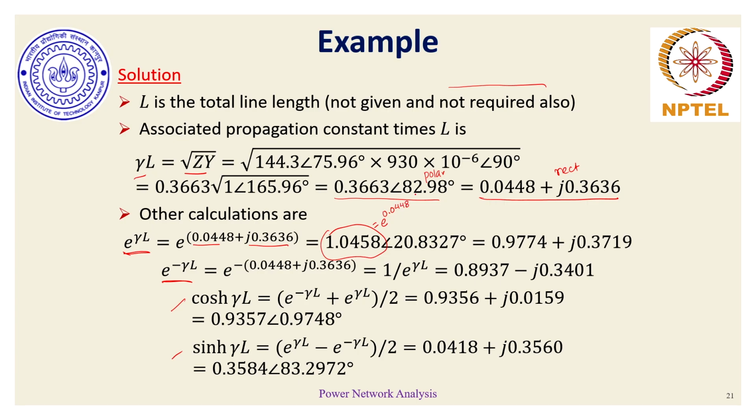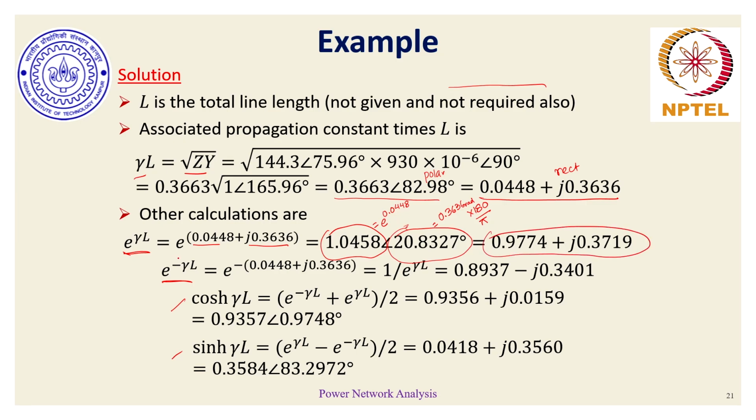0.0448, whereas 20.8327 degrees is nothing but 0.3636 radians converted into degrees by multiplying with 180 by pi. Please cross check that. So this you have to carefully evaluate. This is again polar form. We can rewrite it as rectangular form.